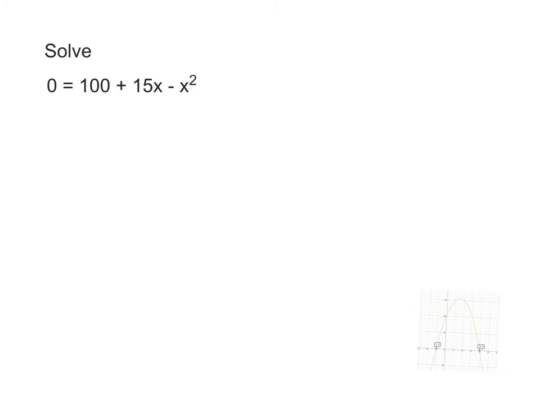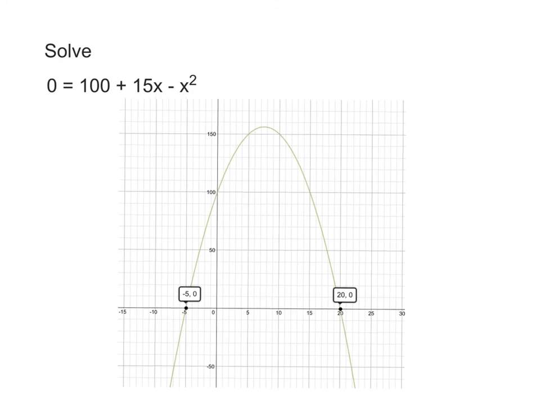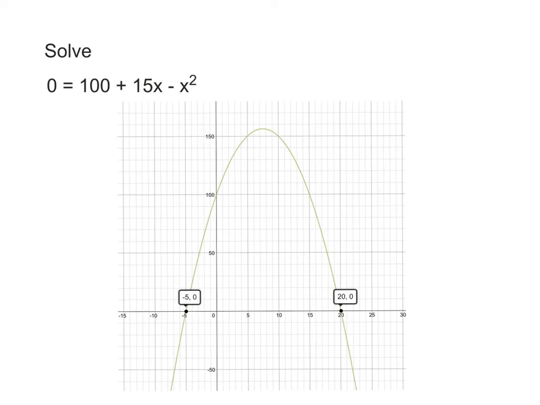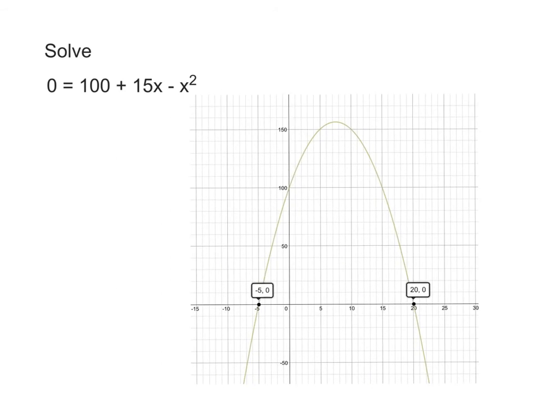So when you graph the related function here, which is y equals 100 plus 15x minus x squared, you end up with a graph like this, which you had to zoom out a bit to actually see on your calculator. But you can find the x-intercepts of negative 5 and 20. You still need to write an answer. What's the answer to this? What's the answer? x equals negative 5 or x equals 20. That's the answer.